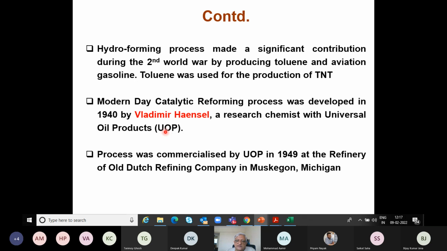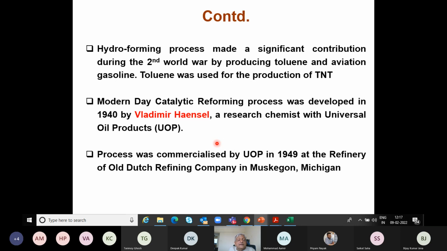Everybody acknowledges that. Even the competitors of UOP acknowledge that UOP actually developed this technology, and that was done by Vladimir Haensel. In fact, just to make things a bit lighter, I had visited the UOP headquarters in Chicago. It's in an outer suburb of Chicago called Des Plaines, which is very close to the Chicago International Airport.